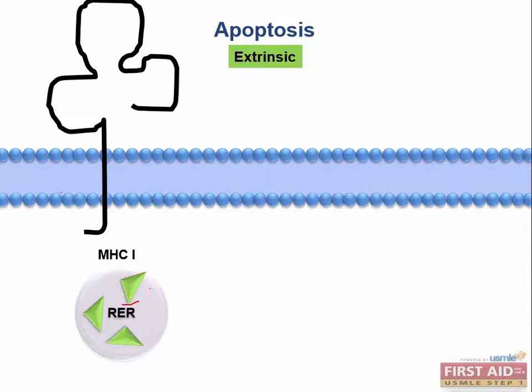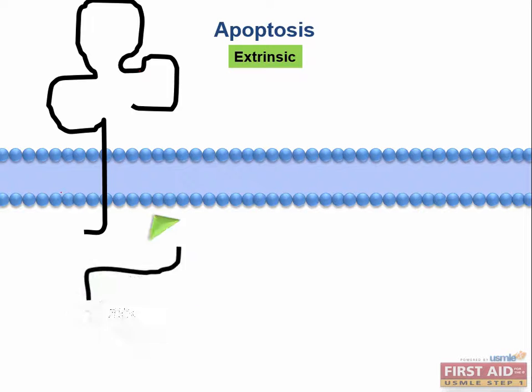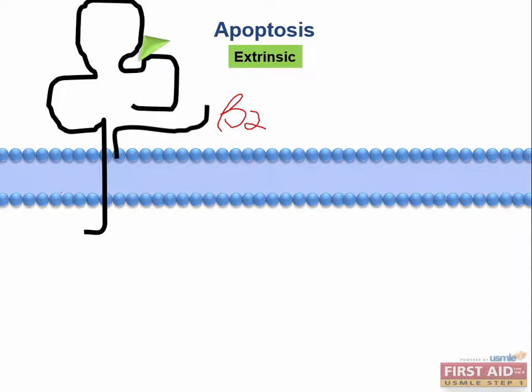Now, it has to travel from the rough ER to the surface. How is it going to get there? It actually arrives to the surface and is transported by a fragment of the MHC1 receptor called, what do you know? It's the beta 2 fraction. And actually, this is important on the USMLE. We'll discuss an example of why in a little bit. But anyway, we have a fragment of the virus on the surface.